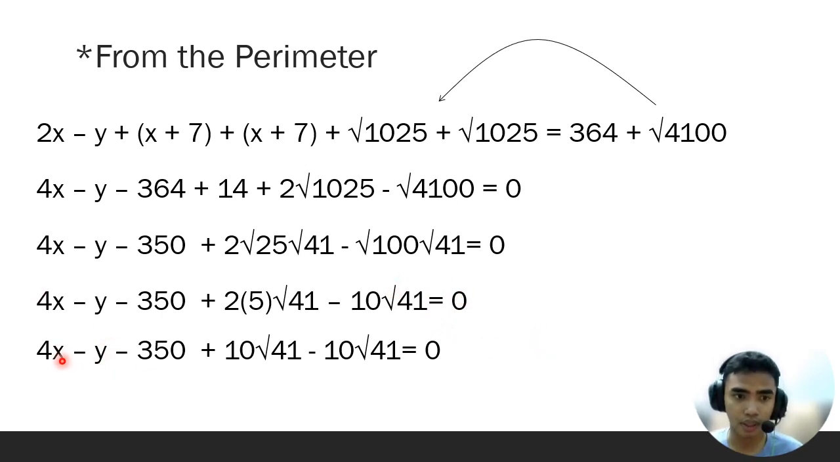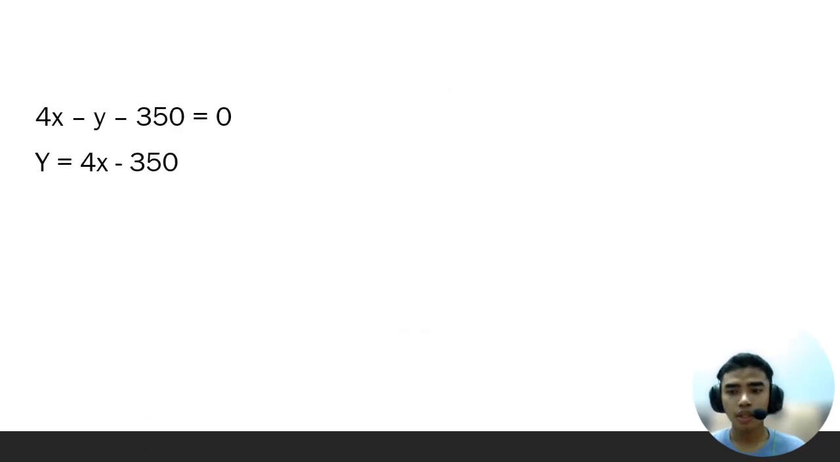And the next is we're going to get 4x minus y minus 350 plus 10 root 41 and minus 10 root 41, which is the same, right? So we can cancel it out, so we get 0. So we will be left with 4x minus y minus 350. All right. So let's move on. Like I said, we have left 4x minus y minus 350 equals 0.